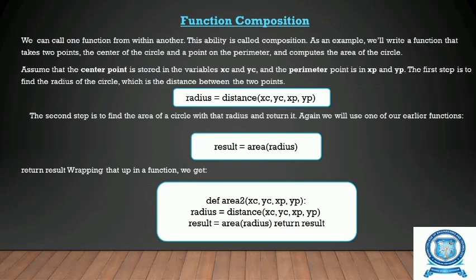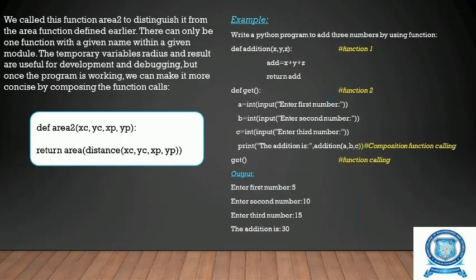Function composition. We can call one function from within another function. This ability to call one function from another function is called composition. As an example, we will write a function that takes 2 points, the center of a circle and a point on the perimeter, and it computes the area of the circle. Assume that the center point is stored in the variables xc and yc, and the perimeter point is in xp and yp. The first step is to find the radius of the circle, which is the distance between the 2 points. So radius = distance(xc, yc, xp, yp).